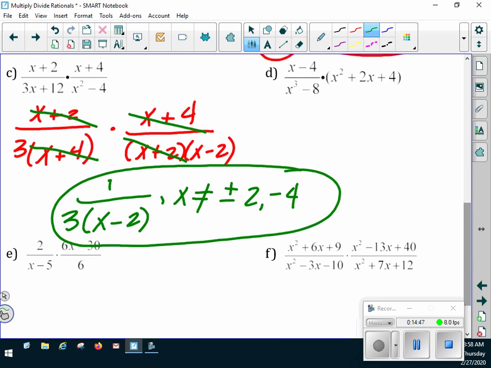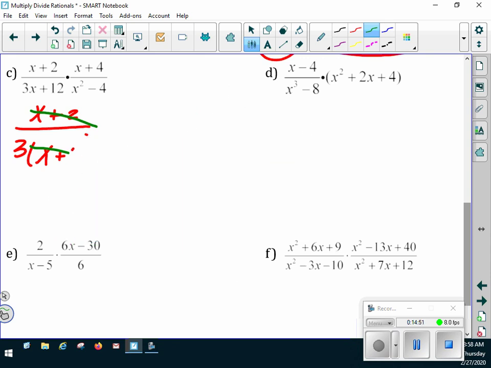You doing okay? All right. D. What do you see? What do you see in that left denominator? It's not a sum. It's a difference of 2 cubes.